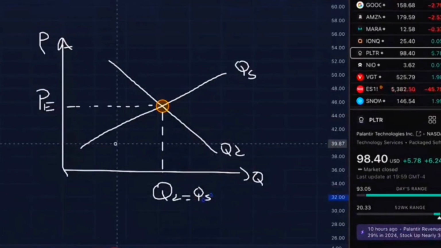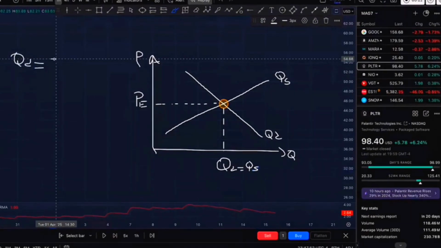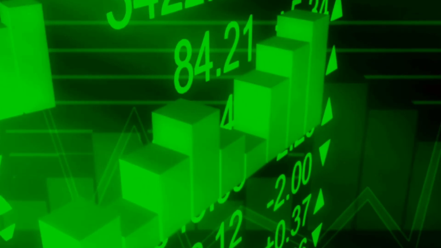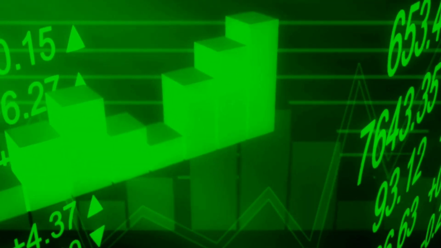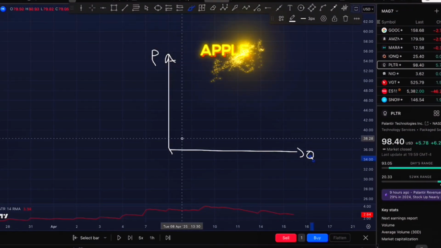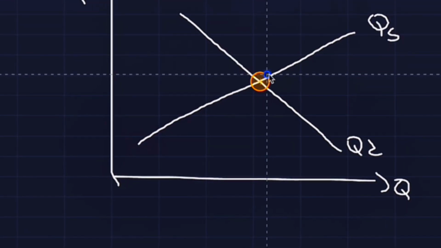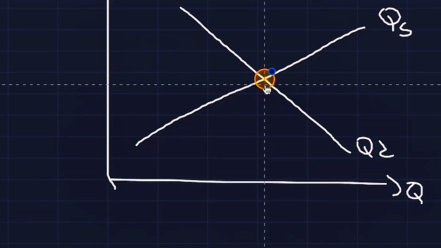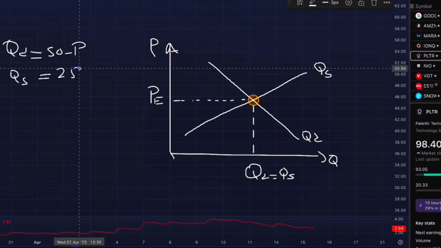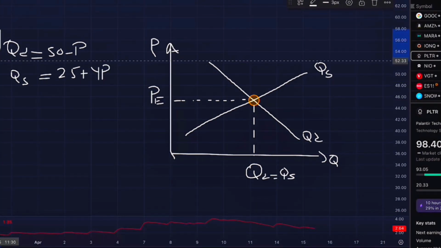So this is a system of equations, like having, let's say, quantity demanded equal 50 minus P. P is the price, Q is the quantity. It doesn't matter, it can be any asset here. This can be, for example, Apple, Microsoft, Amazon, Tesla, or whatever, any asset. And the quantity supplied will be 25 plus, let's say, 4P.